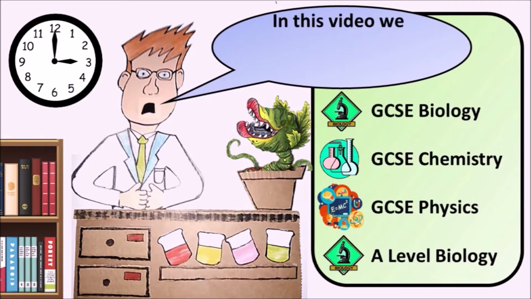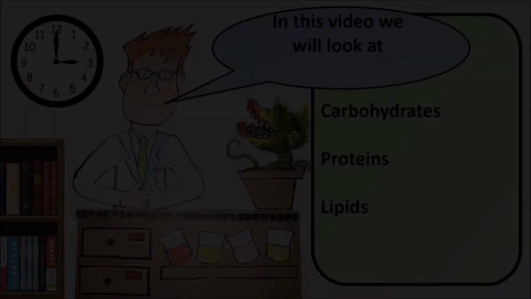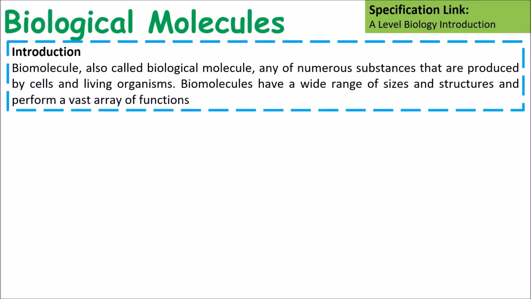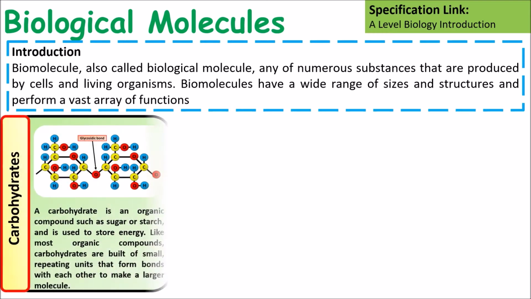In this video we will look at carbohydrates, proteins and lipids, as well as other types of biological molecules. So a biomolecule, or a biological molecule, is a substance that is produced or is used by living cells. And there are a wide range of these.